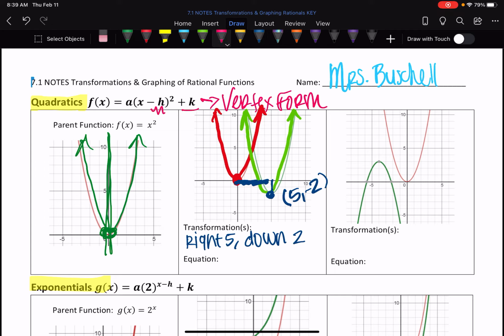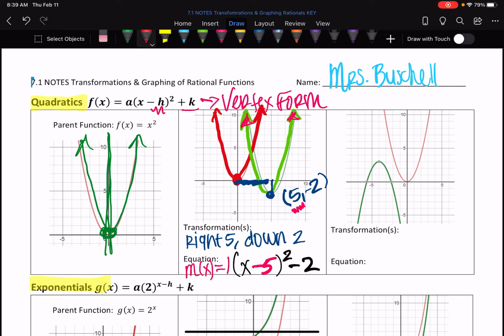So let's name this m of x. I'm going to have m of x equals, my a is 1 because my parabola is opening up, so it's positive. I'm always going to have my x there. My h is the opposite of my x, so instead of having +5, I'm going to do x - 5, squared, - 2. And that's what we did in ninth grade. Hopefully you remember that.